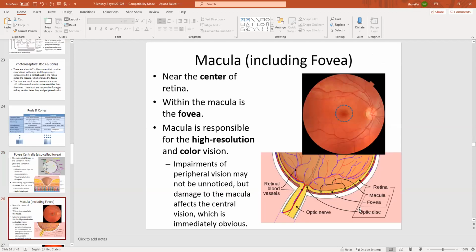This one just shows you the location of the macula. Here, this region is the macula, and this is the center of the retina. The projection is down here, and the center of the center is the fovea. It has high resolution and is good at color images.